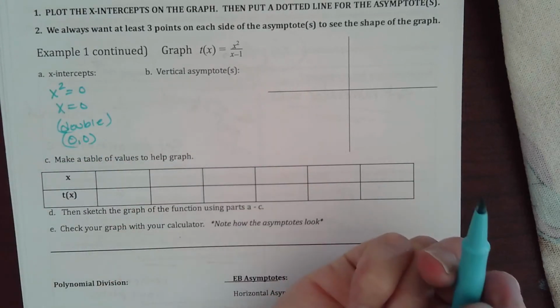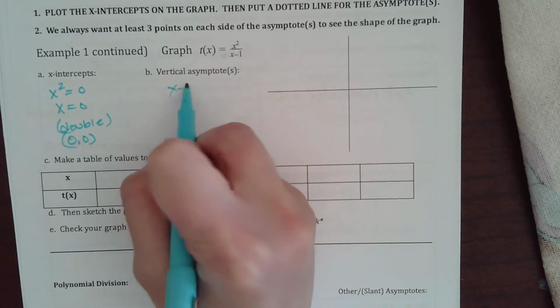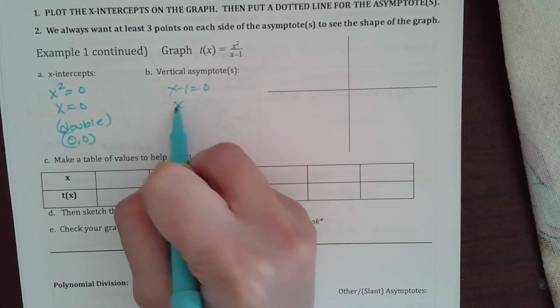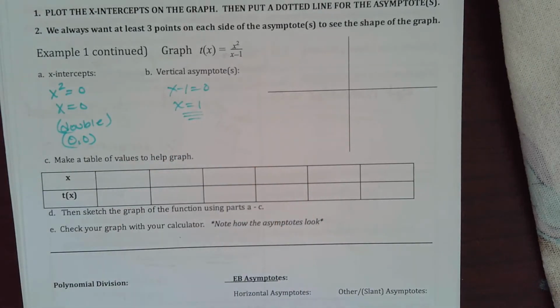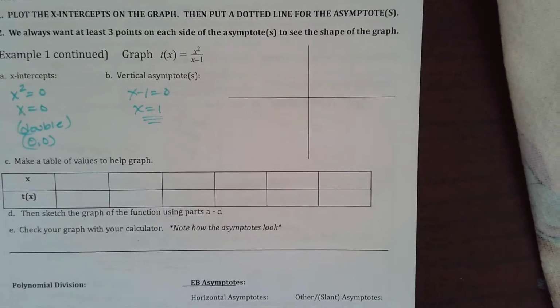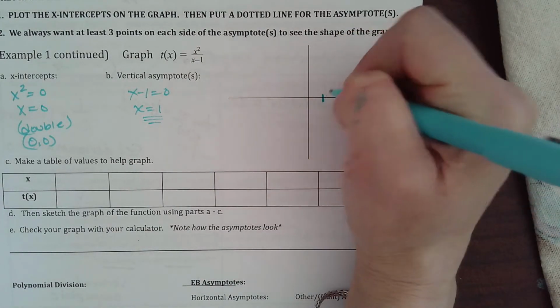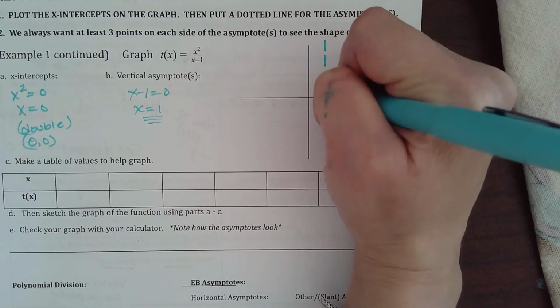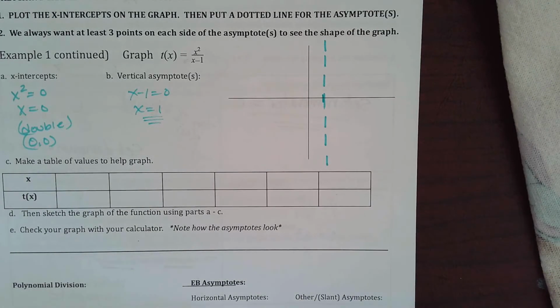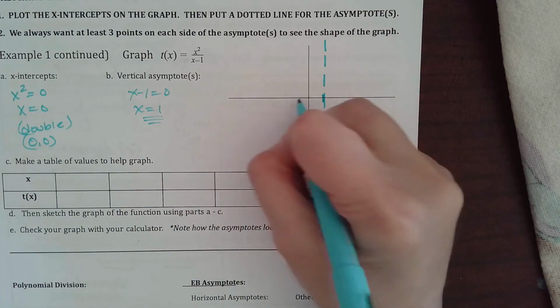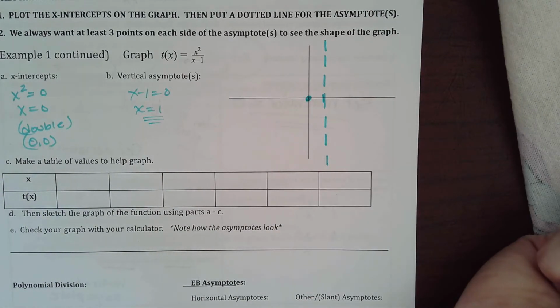Again, write it as a point because it's an x-intercept. The vertical asymptote, we set the denominator equal to 0. We get x equals 1. Leave it as an equation. So on my line, I am going to go ahead at x equals 1. I'm going to put a dashed line. I'm also going to put an x-intercept at 0, 0.